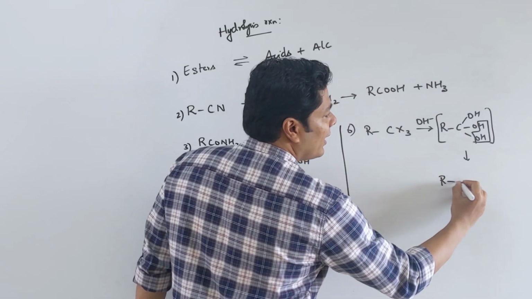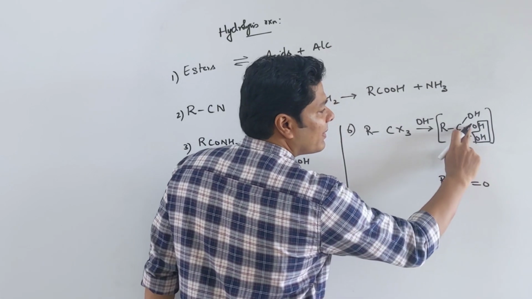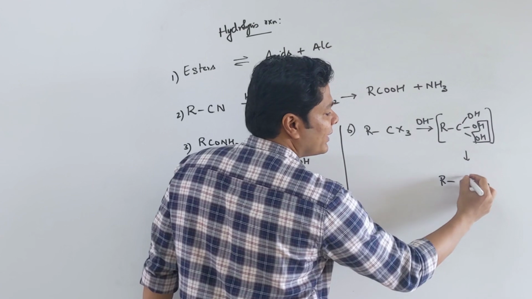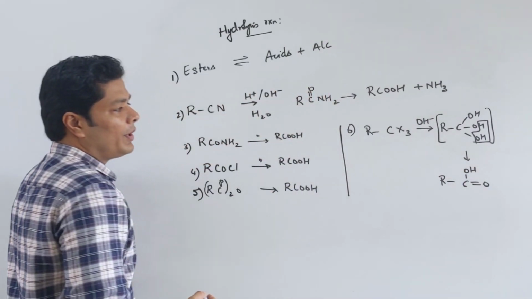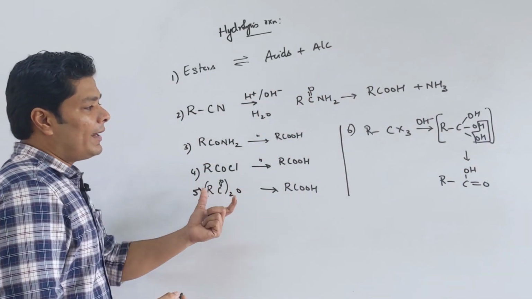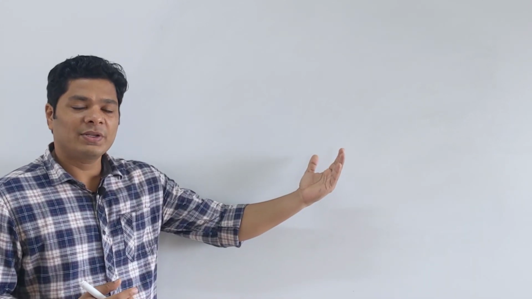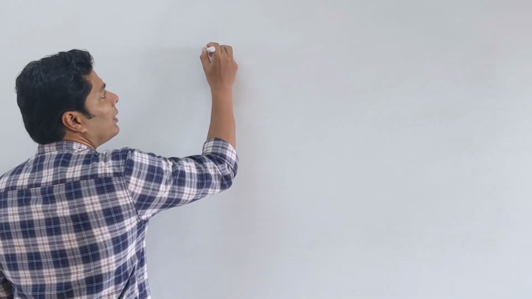So I will end up getting R, C. This becomes double bond O after, and this OH gets retained. So I get RCOOH. So this is another way of getting an acid. One of the powerful reagents in organic chemistry is Grignard's reagent. We saw how many different compounds can be synthesized based on Grignard's reagent. We can also get an acid through Grignard's reagent.